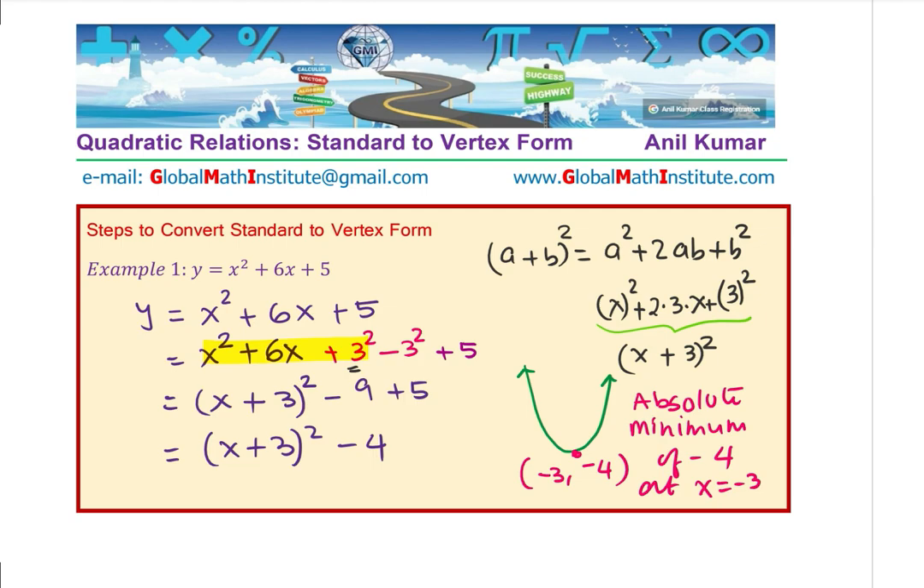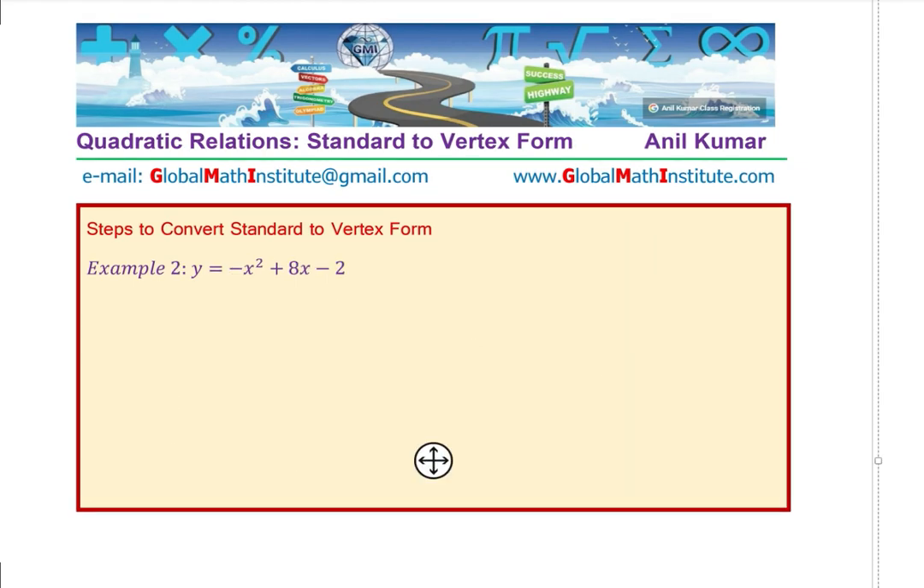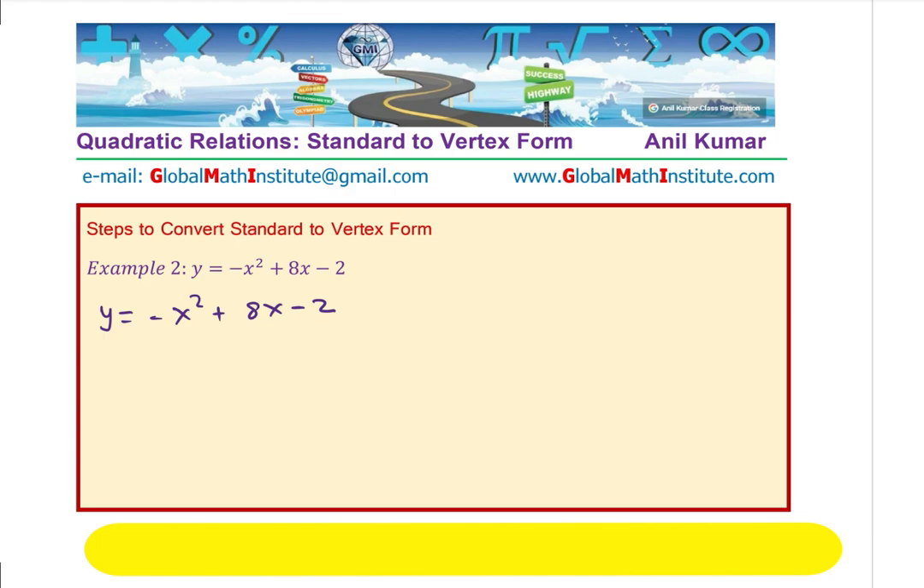Very critical information. Now this was simple. We just had x squared, no coefficients. In fact, 1 is a coefficient. Now here is a second example. Once we do 4 examples, you will understand this strategy. But you can now pause the video and try it out. So let us rewrite this question. y equals minus of x squared plus 8x minus 2.